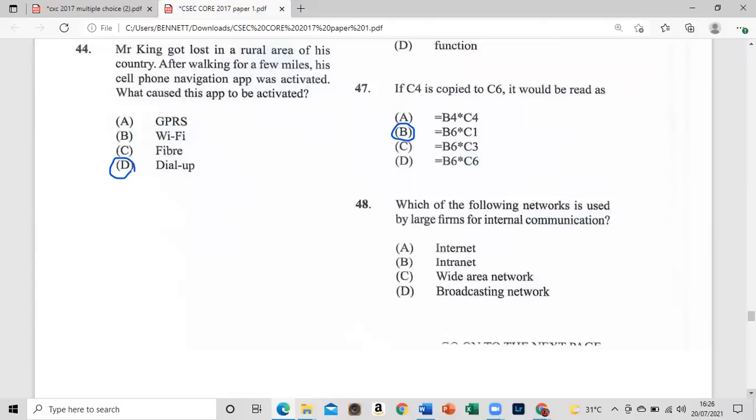All right. Which of the following networks is used by large firms for international communication? Is it A, internet, B, intranet, C, wide area network, or is it D, broadcasting network? Welcome to the broadcasting commission. Long time not hear them, you know. Long time not hear them.